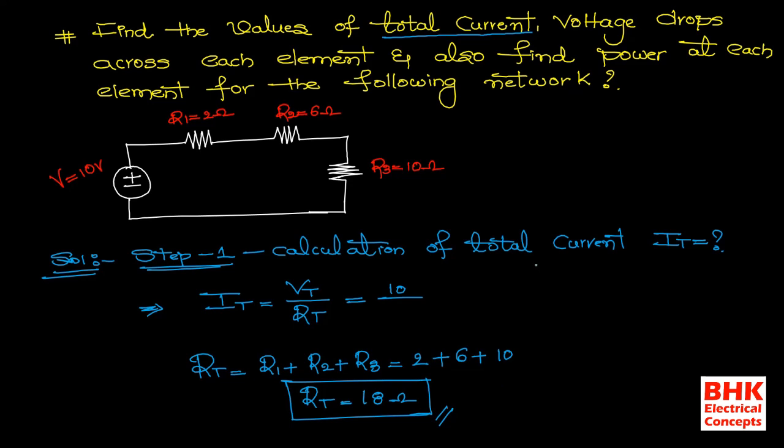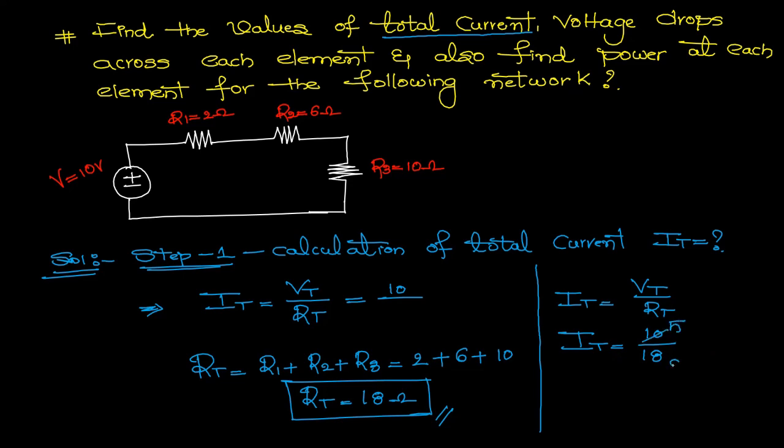Now what is our target? Calculation of total current. So total current IT is equal to VT divided by RT. Now we know that VT is 10 and RT is 18. Two fives are ten, two nines are eighteen. It means IT is equal to 5 divided by 9.